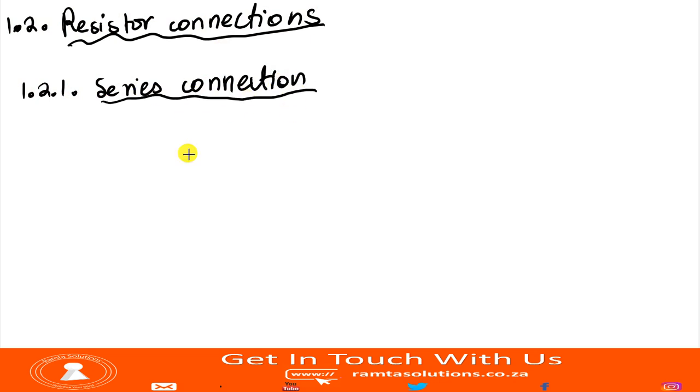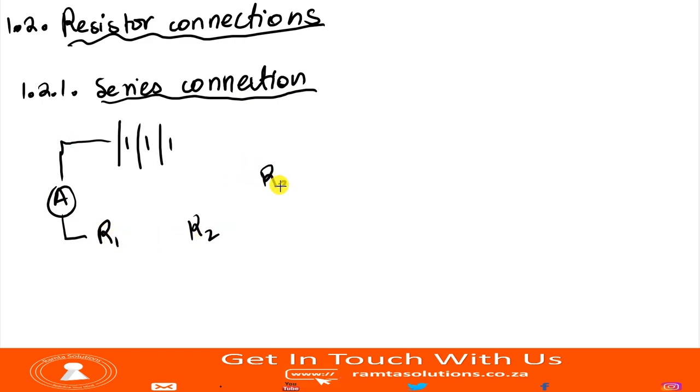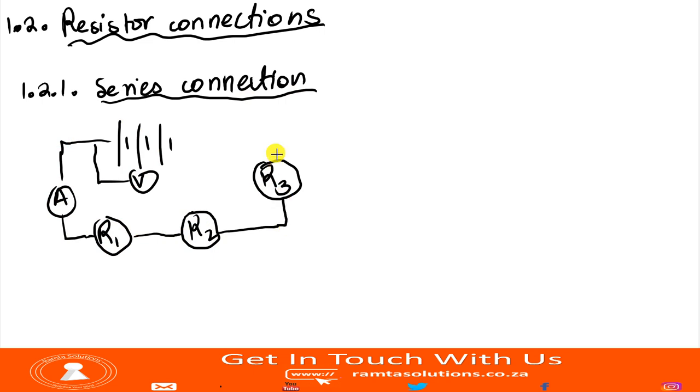For our series connection, let's imagine having a circuit like this. Let me start with a positive terminal. Let's say this is your ammeter. This is your resistor 1, resistor 2, and resistor 3. And let's also say this is your voltage. Now when we look at this, first, we need to look at the direction in which current is flowing.